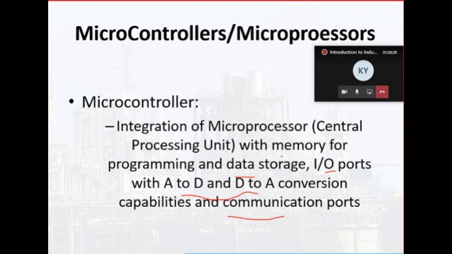Elements to connect other devices, say with your laptop computer. If you want to connect a keyboard, you have a communication port like USB. Or if you want to connect an audio device, you have a port for that. At the end, everything is going to communicate with the microprocessor. But before that, we are building an interface for all these purposes, as I told you: digital conversion, communication with external devices. So the integration of a microprocessor or CPU with programming and data storage, input output ports, analog to digital or digital to analog conversion capabilities, and communication is what a microcontroller is. Simply, it's a computer. Sometimes a microcontroller is defined as a microcomputer or computer.